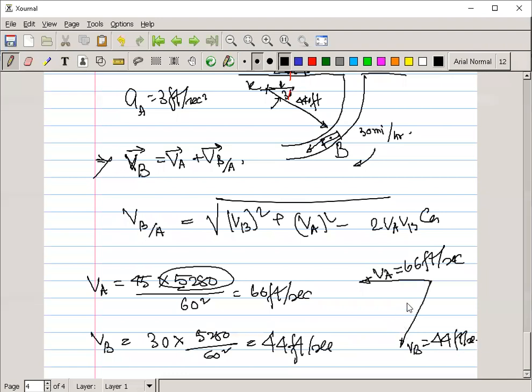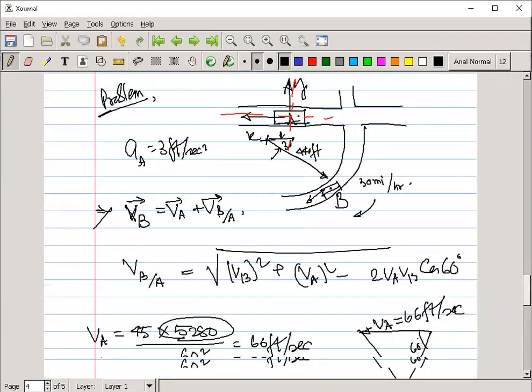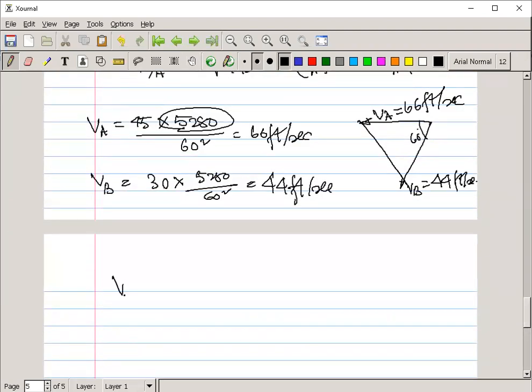So if it is 66, if it is 44, and this angle is 60 degree, so this angle should be 60 degree. This is the angle between the two velocities. So what is VB by A? With respect to that observer we have to find.